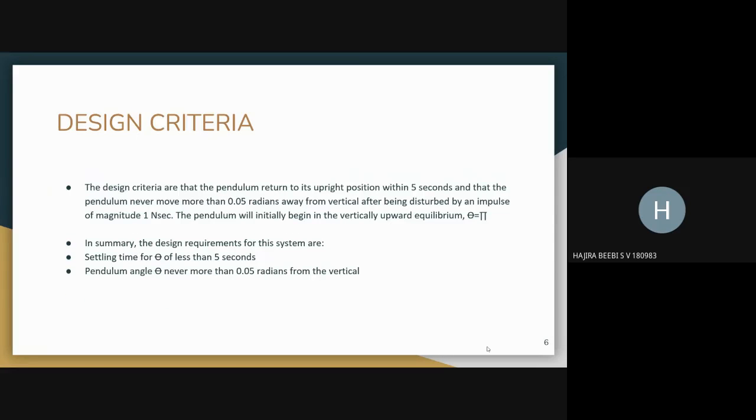Design criteria. The design requirements for this system are a settling time for theta of less than 5 seconds, and the pendulum angle theta never more than 0.05 radians from the vertical.